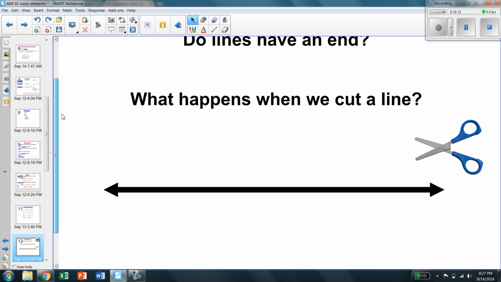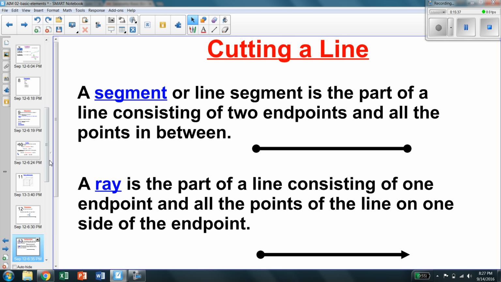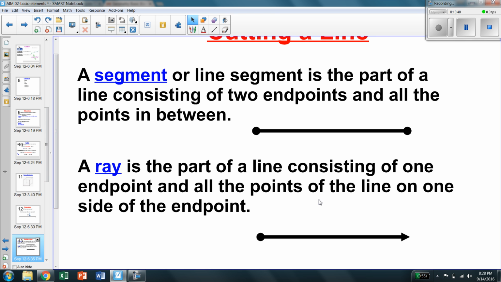If we have a line and we cut it, take these scissors and we cut it, what are we going to wind up with? Well, if we make two cuts here, we're going to get a single piece that's going to come out of the middle. However, if we cut it in only one place, right there, we're going to get part of the line that's going this way and the part of the line that's going the other way. That gives us a segment and a ray. A ray is a part of the line consisting of one endpoint, so it's got a starting point and then it just goes off forever in one direction. A segment is where we cut the line in two places.